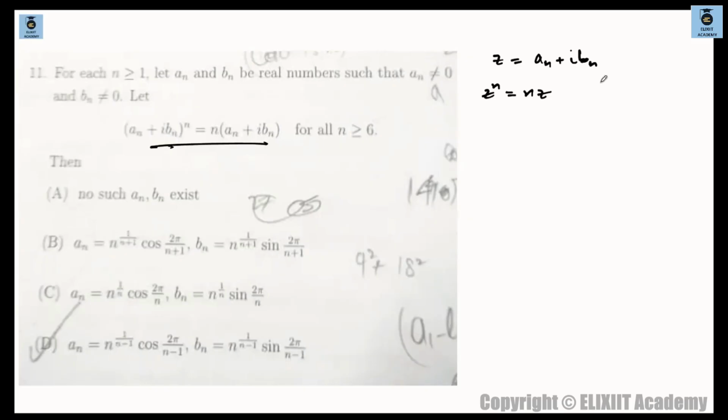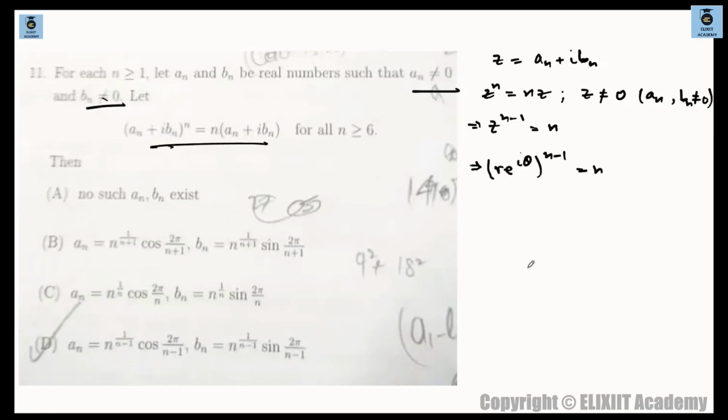Here definitely Z is non-zero, because these sequences are non-zero quantities. They have mentioned an is not zero and bn is also not zero. So Z cannot be zero. So what we can do from here is write this as Z to the power of n minus 1 is equal to n. Next I am rewriting this Z in terms of e. So this Z is the same as r times e raised to the power of i theta, whole raised to the power of n minus 1.